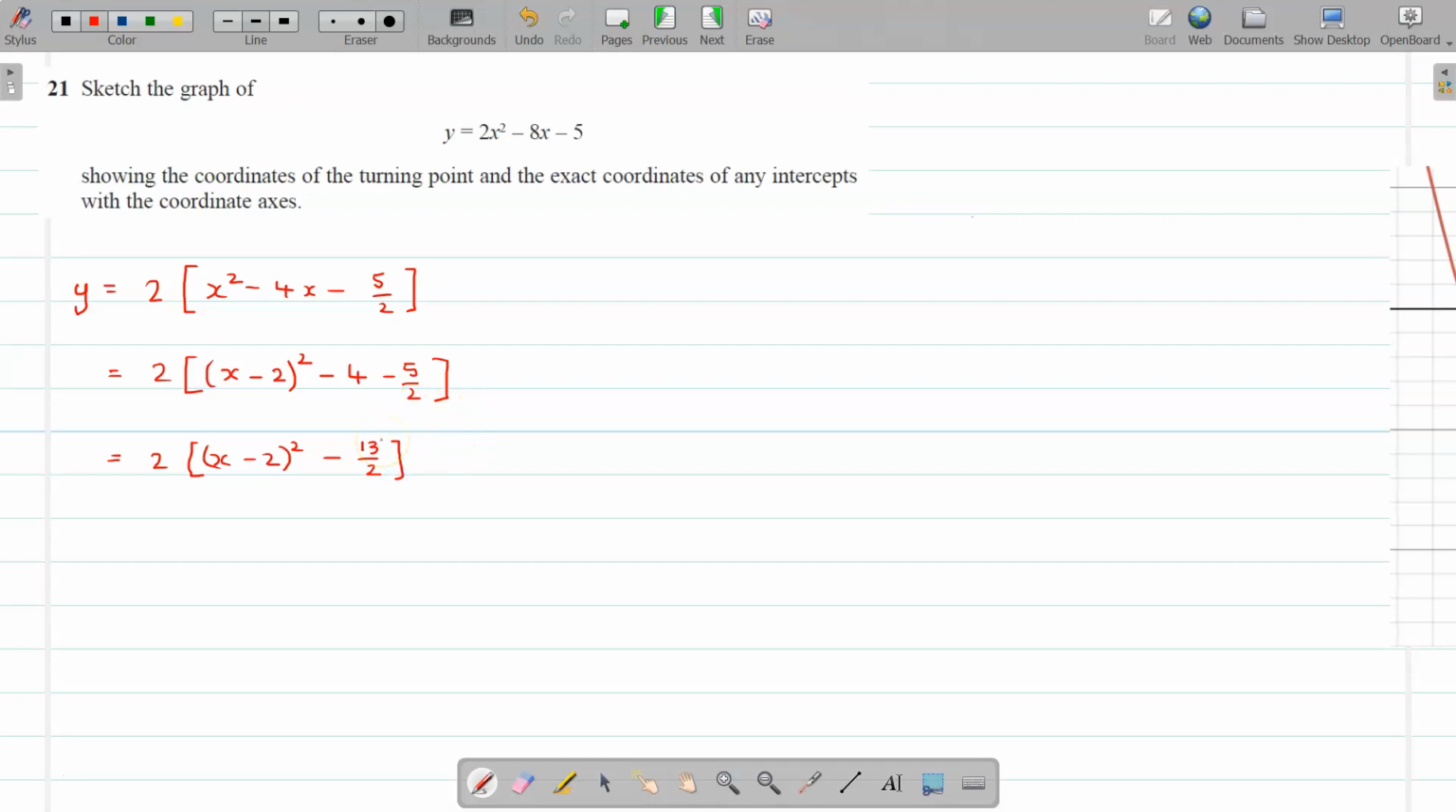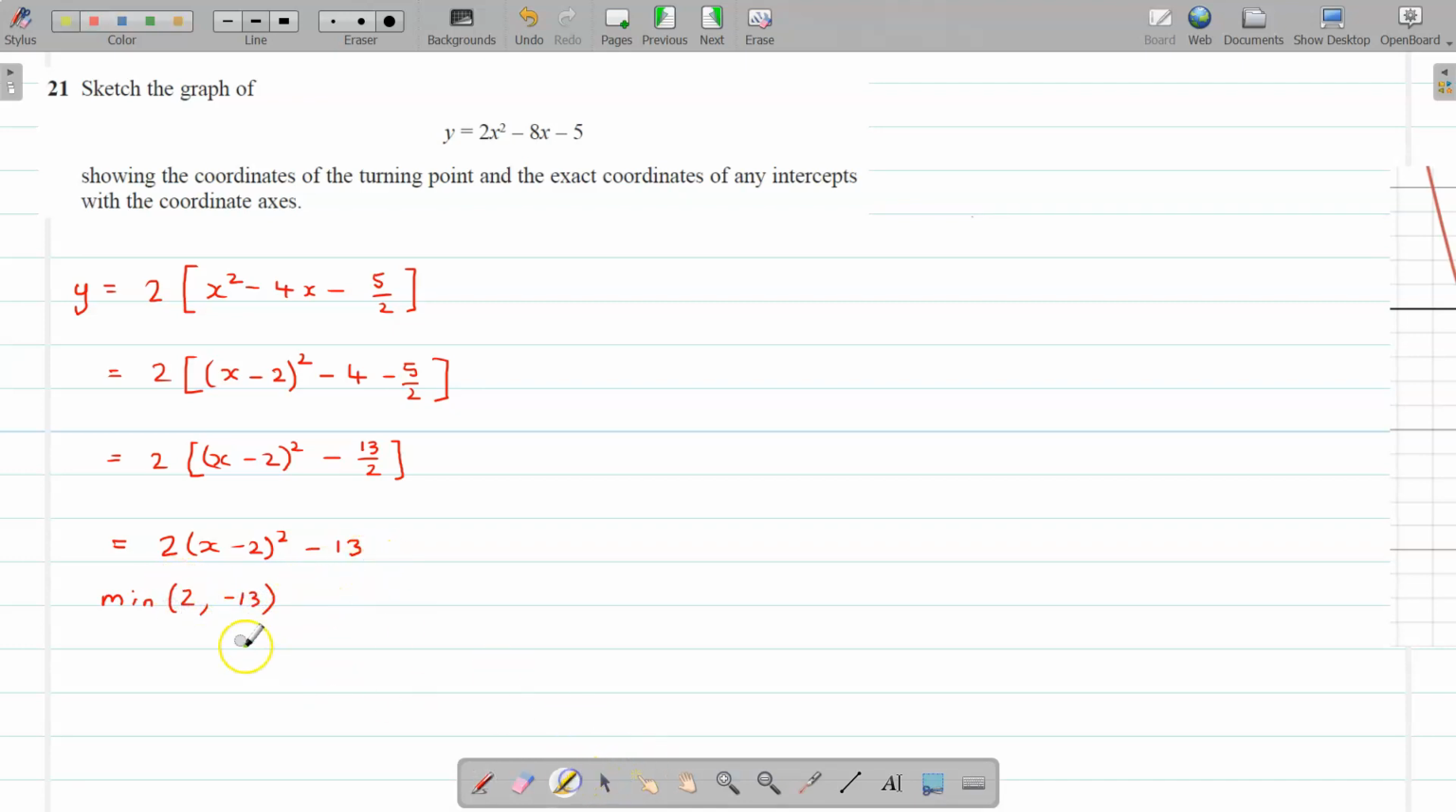Now that enables me to see what the minimum point is on the curve. I'll do one more step. That's equal to 2 lots of (x minus 2) squared, minus 13. So that tells me that the minimum point on the curve, the turning point it's talking about here, happens at the point (2, negative 13). That's how you interpret that.